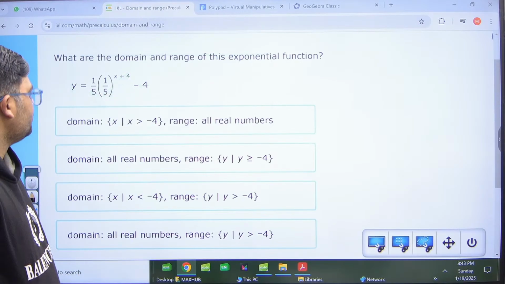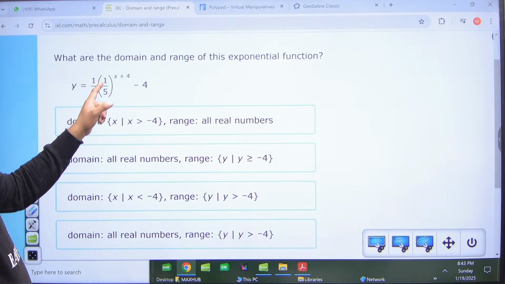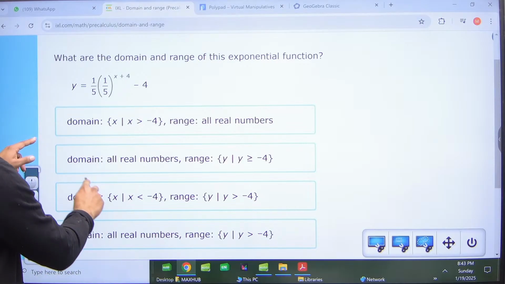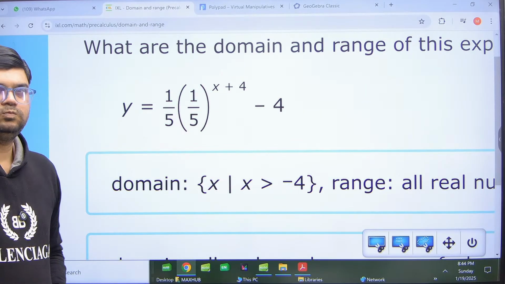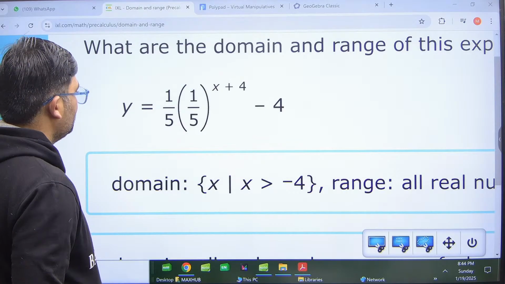Okay, next question. What is the domain of this function? Tell me for what value of x this function will exist. Is there any limitation on x? No, for this one, no. Do you want to see the graph of this? Sure.